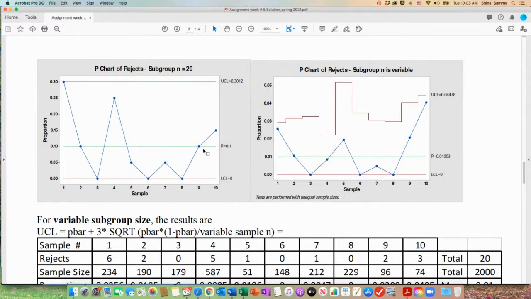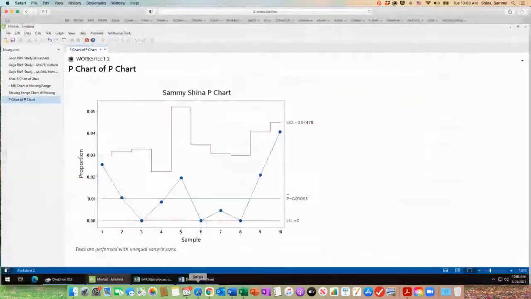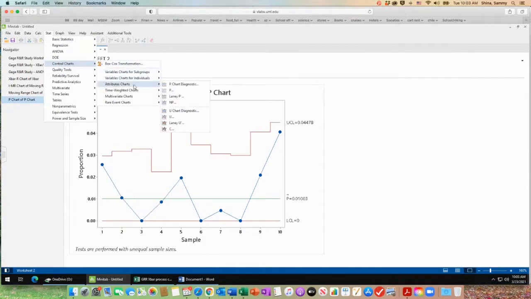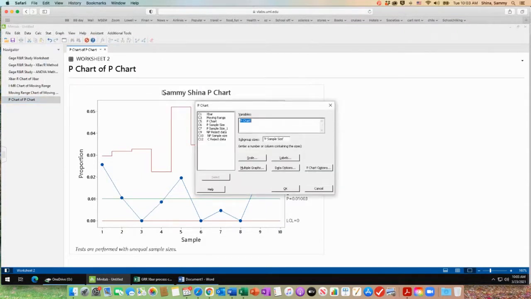Now I could do the P chart for constant, but really P chart for constant becomes an NP chart. It's really the same thing. So I'll do the constant for the P chart, and then we'll do the NP chart. So let's go back to our constant. So we go Stat, Control Chart, Attribute Chart, P chart.